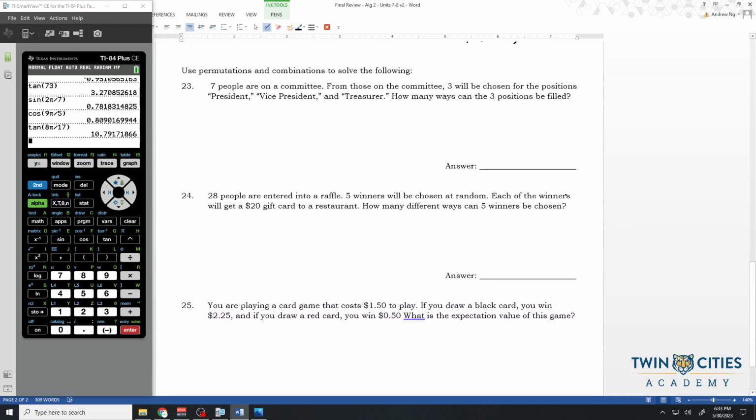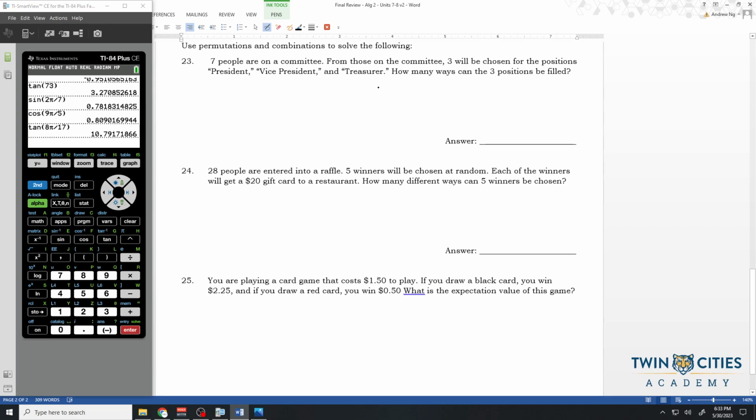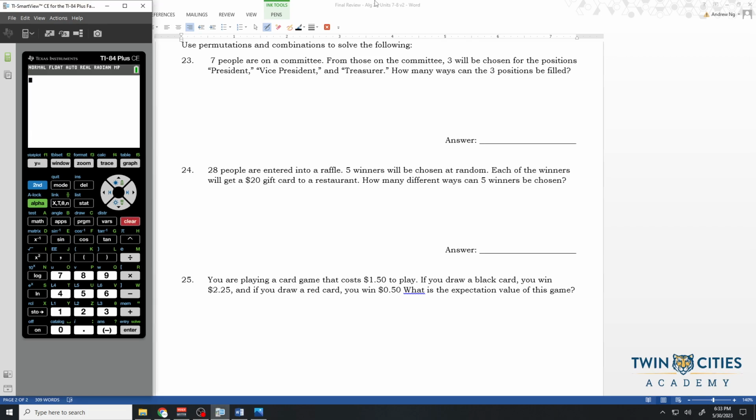All right, now 23, 24, and 25 use permutations and combinations to solve the following. So number 23 says 7 people are on a committee. From those on the committee, 3 will be chosen for the positions president, vice president, and treasurer. How many ways can 3 positions be filled?